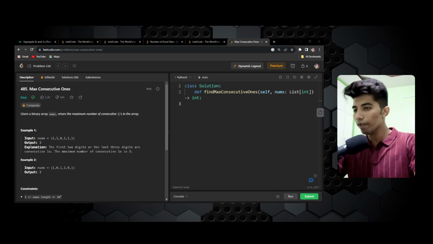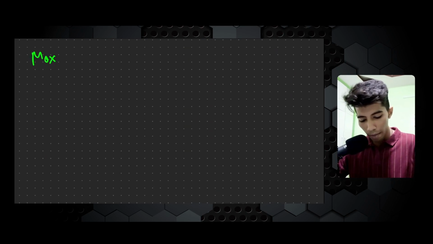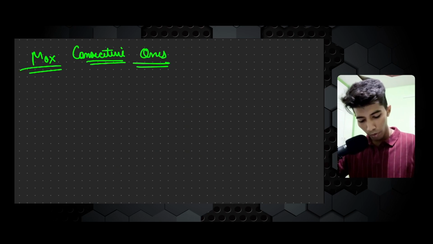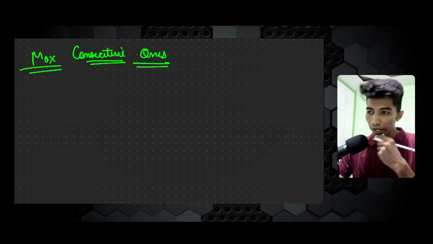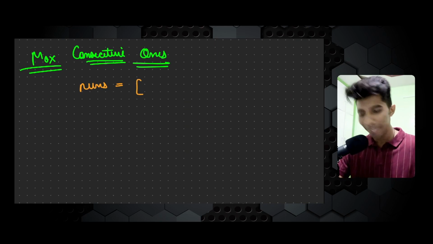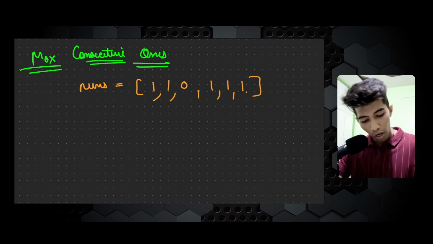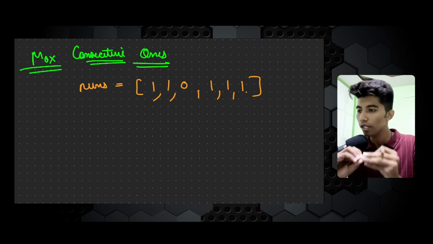So let me provide you a brief description of this. My problem name is maximum consecutive ones. Again, I have been given one nums array. I like the name nums, by the way. It looks like this. Now I have to count the consecutive ones here. I have to just count the consecutive ones.